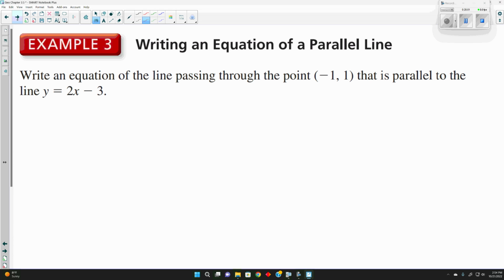What we're going to do next, and we're going to finish this up on Monday because we still have several that we're going to do, are these here. Write an equation of a line passing through the point -1, 1 that is parallel to the given line. All we're doing is finding the equation of a line that's parallel to the given line.